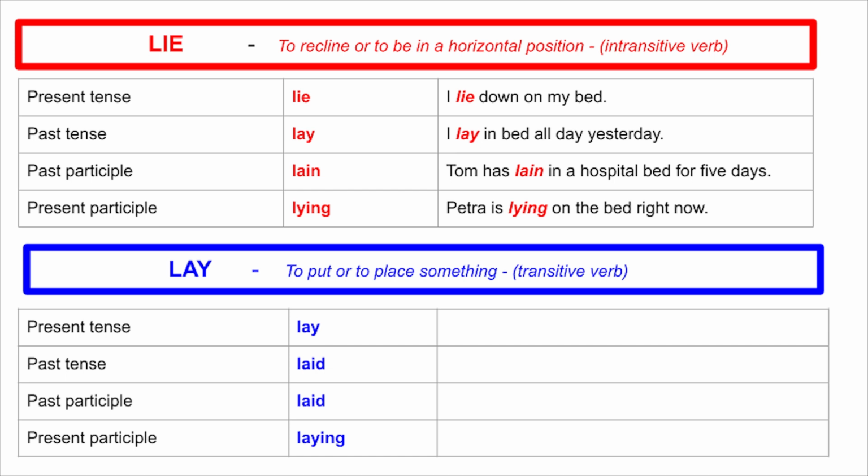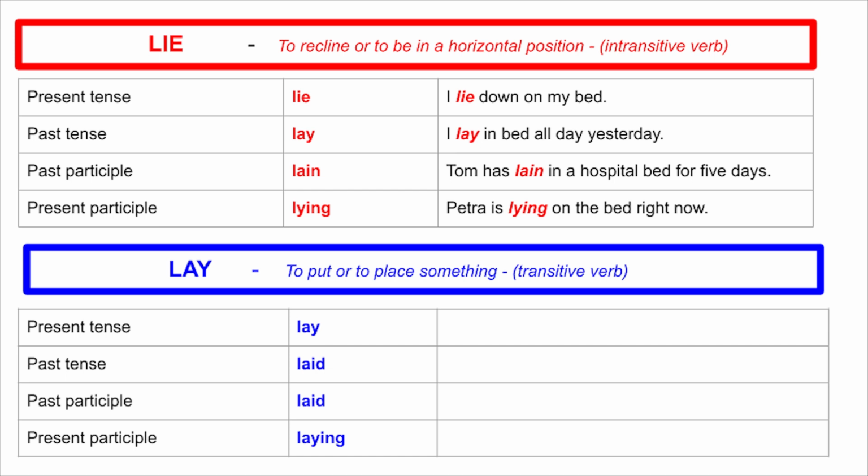Now let's look at some examples in sentences using the verb forms of lay. Remember, lay means to put or place something. It is a transitive verb, which means it requires an object to complete its meaning.